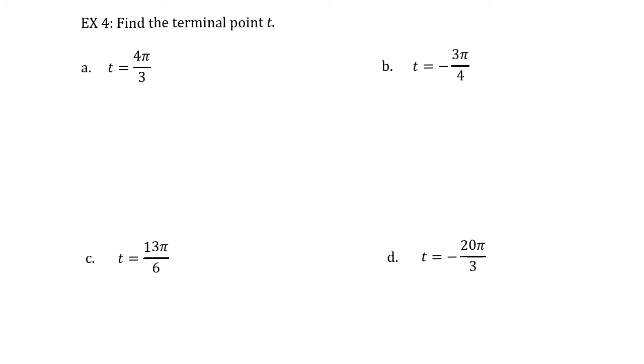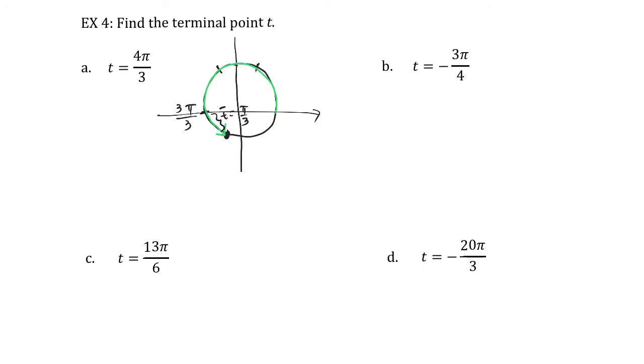All right, so 4 pi over 3. Let's see. Counting in thirds. So here's pi. That would be 3 pi over 3. So 1, 2, there's 3. Keep going, one more. So we have gotten to positive 4 pi over 3, and our reference number is just that little section right in there, which is pi over 3.